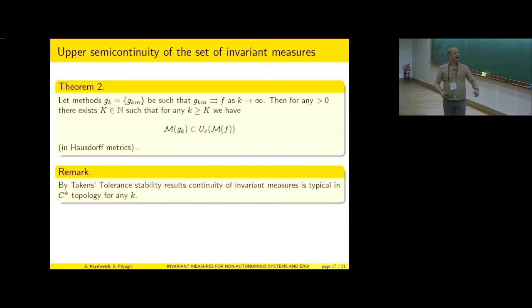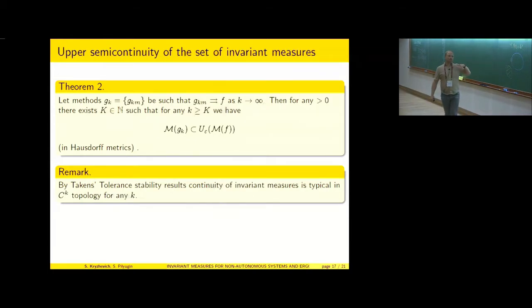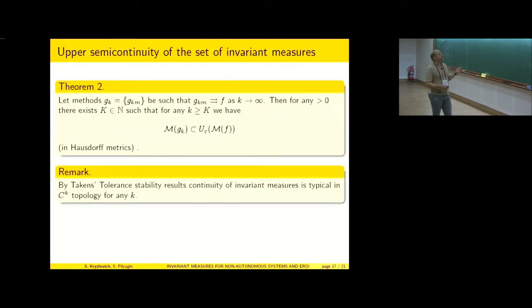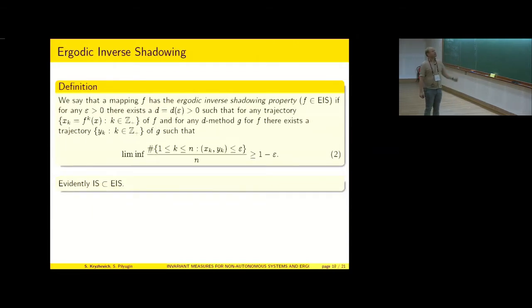Let them uniformly converge to F, so we have better and better numerical methods. Then we can say that if K is large, we get a subset of a neighborhood of the invariant measures of F. This is a kind of upper semicontinuity. Here we can use the Takens-Stora stability result and say that since we have upper semicontinuity, continuity is typical in the C^k topology. But we still don't have lower semicontinuity, and that's why we need another statement.